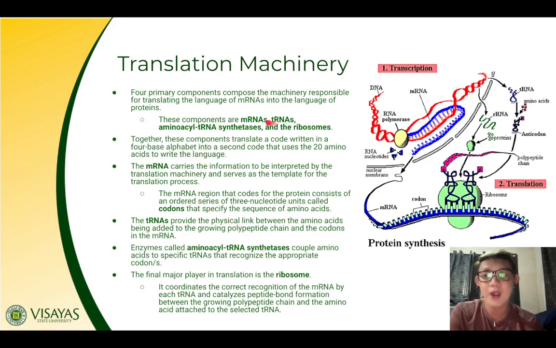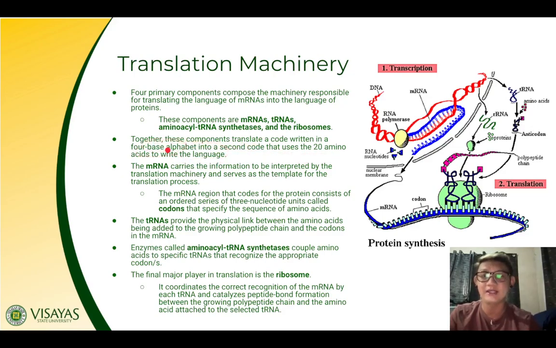Now, there are four primary components that compose the machinery responsible for translating the language of mRNAs into the language of proteins. So what are these components? So these components are the messenger RNAs, the transfer RNAs, the aminoacyl-tRNA synthetases, and the ribosomes. Together, these components translate a code written in a 4-base alphabet into a second code that uses the 20 amino acids to write the language.